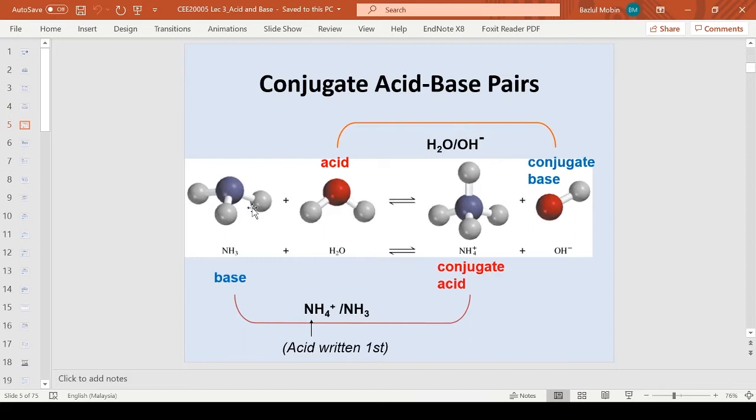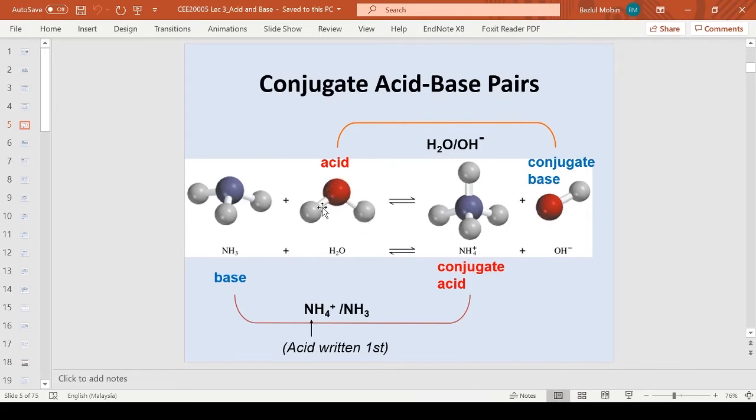We can see more conjugate acid-base pairs, like ammonia and water. Water is a very mysterious thing. Actually, it behaves as an acid and also as a base. When there is a strong acid, it reacts as a base, and when there is a stronger base than itself, it will act as an acid. In this case, ammonia, although it's a weak base, is still stronger than water. So ammonia is working as a base, and water is acting as an acid.